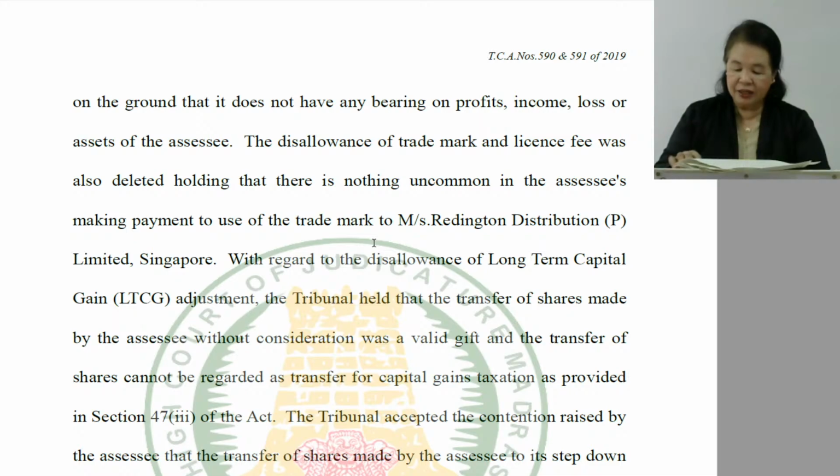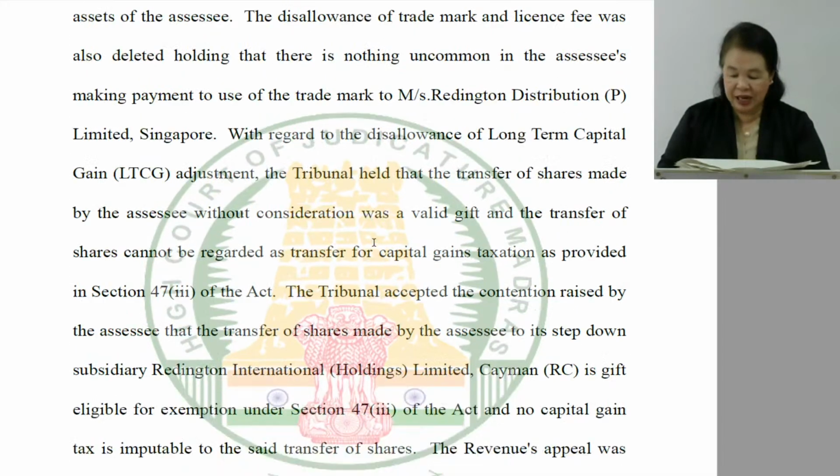And the transfer of shares cannot be regarded as transfer for capital gains taxation as provided in Section 47 of the Act. The tribunal accepted the contention raised by the assessee that the transfer of shares made by the assessee to its step-down subsidiary Redington International Holdings Limited, Cayman, ito yung mga companies na nasa Cayman Island, which is a tax haven country, is gift eligible for exemption under Section 47 of the Act, and no capital gain tax is imputable to the said transfer of shares.